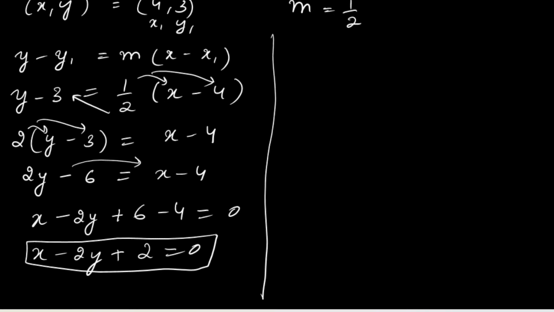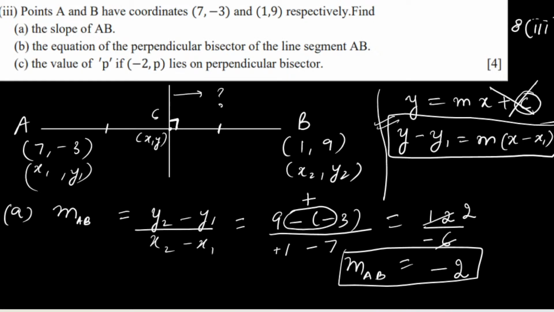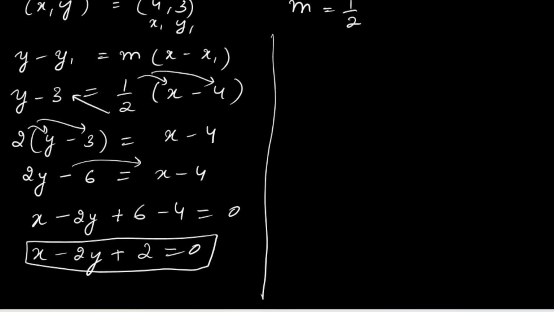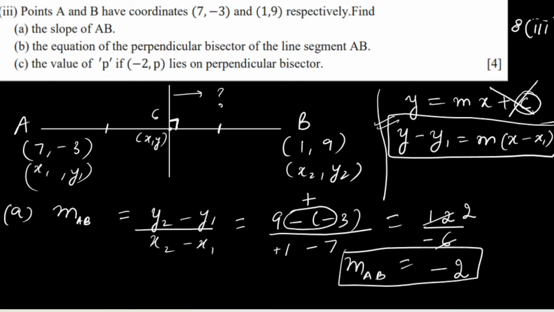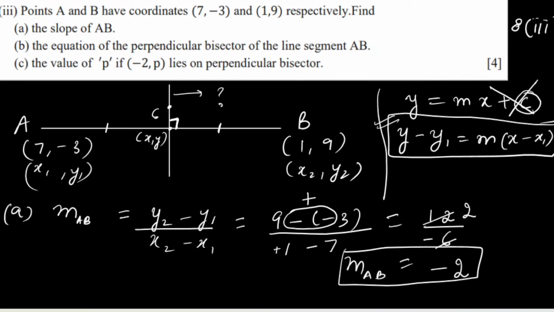Now let's do the third part of the question, that means part C. So we have to write it down. This is part B. Part C is: find the value of P if minus 2 comma P lies on the perpendicular bisector. So now we have found the equation of this line. The equation of this line is x minus 2y plus 2 is equal to 0.